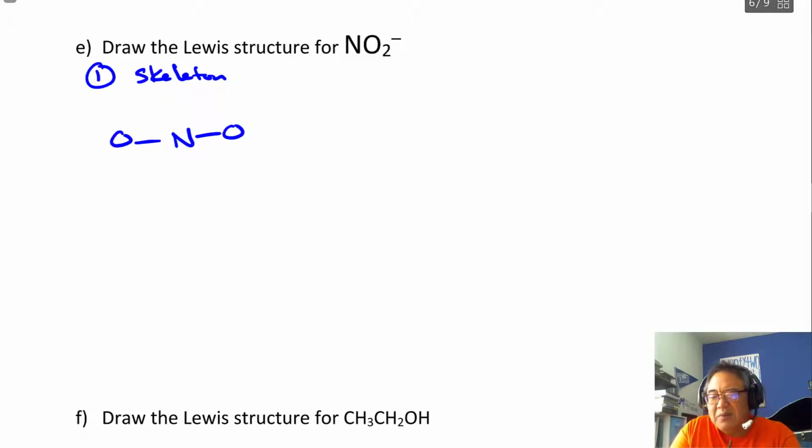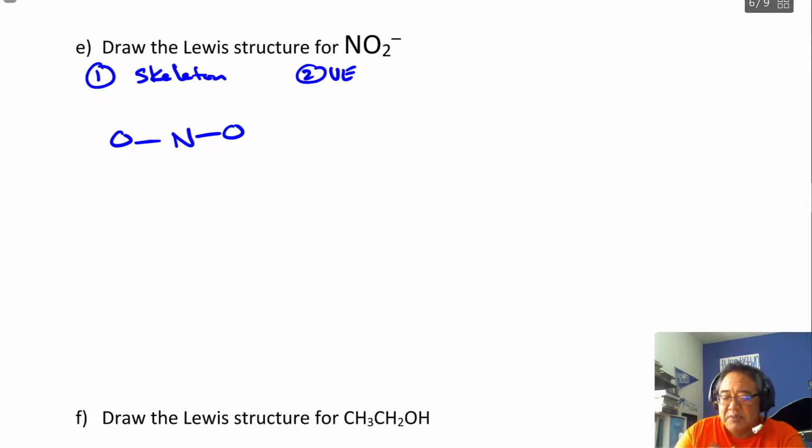Oxygens, it doesn't matter where you put the oxygens, wherever you feel happy putting them. If you wanted to put one down or up, it doesn't really matter. But that's my skeleton. Nitrogen's in the middle. And then the total number of valence electrons, right?